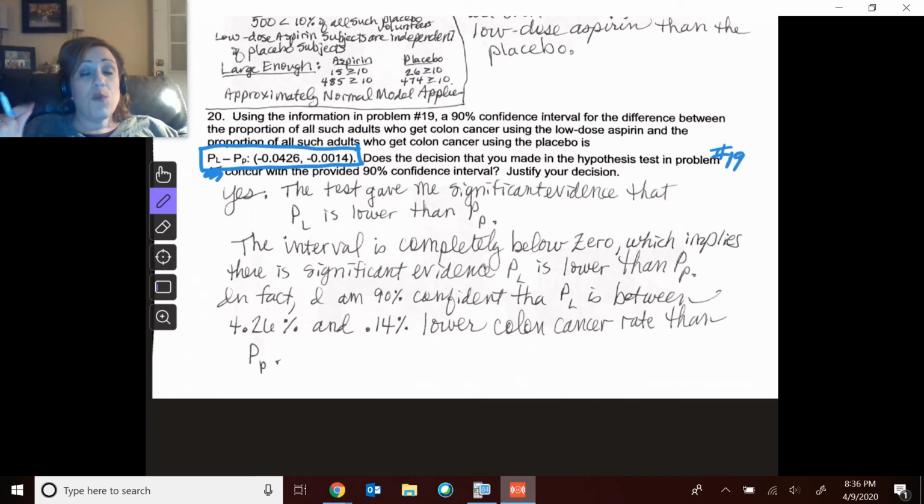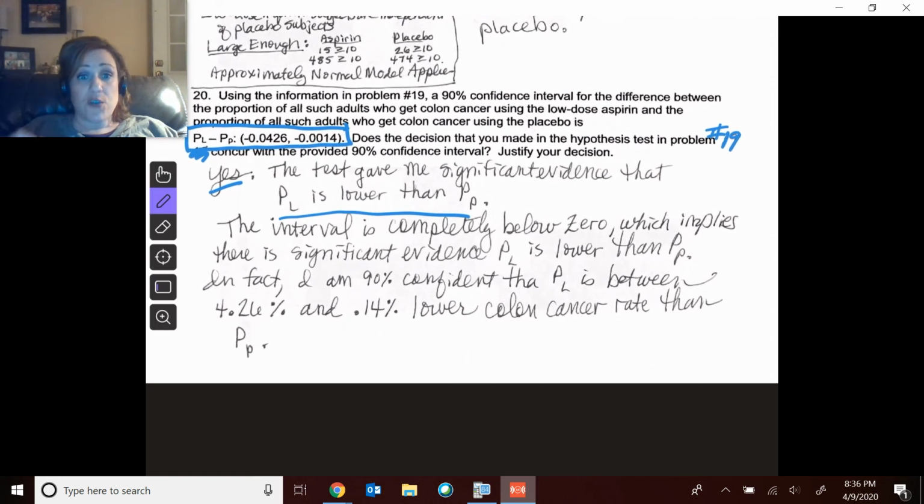And say why. So make sure you answer the question: yes, it does concur. And why? Because the test gave me significant evidence that the low-dose aspirin proportion is lower than the placebo proportion, okay? And that concurs with the interval. Here's why. The interval is completely below 0, which implies that there is significant evidence that the proportion on the low-dose aspirin who get colon cancer is lower than the proportion of the placebo who get it. In fact, I'm 90% confident that P of L is between 4.26 and 0.14% lower colon cancer rate than the proportion of adults on the placebo.